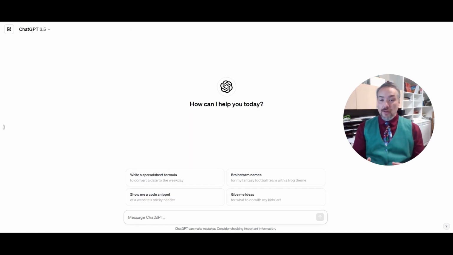Here's the last scenario. The student's written their paragraph. They've done it by themselves. Maybe they use some of the ideas that they came up with in ChatGPT, but they've written the paragraph themselves. Now they want ChatGPT to be their editor. Let's put that scenario in.